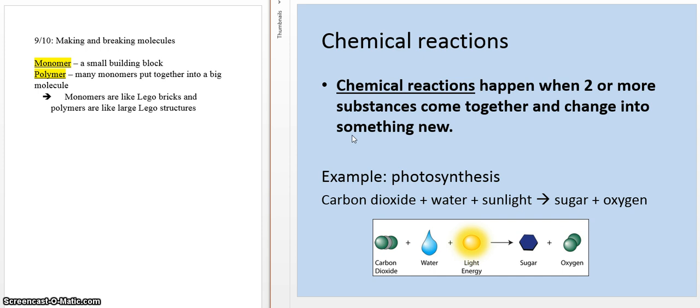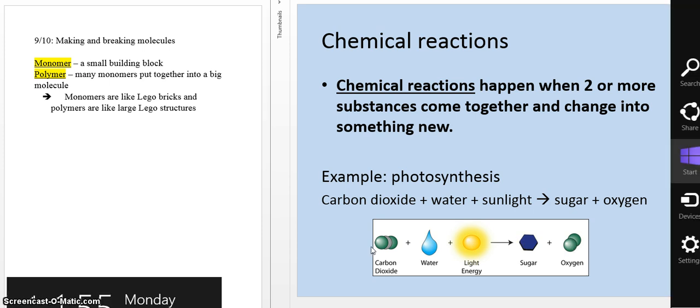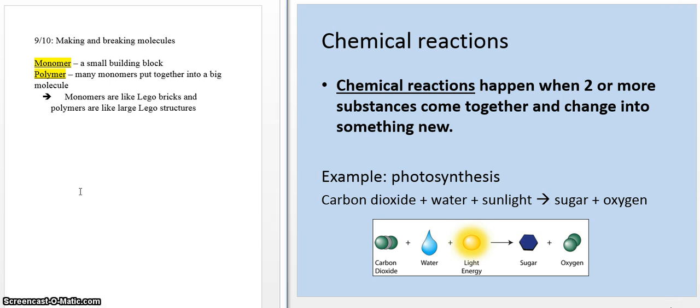So like for photosynthesis, in our example, carbon dioxide, water, and light go into it. What comes out of the reaction is sugar and oxygen. So these three things came together to make two completely different things. That's a chemical reaction.